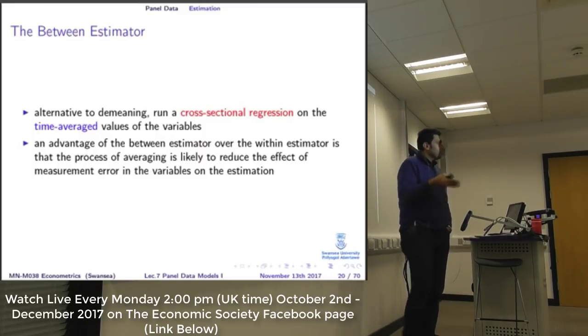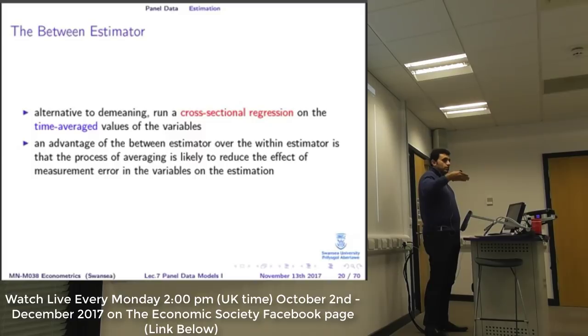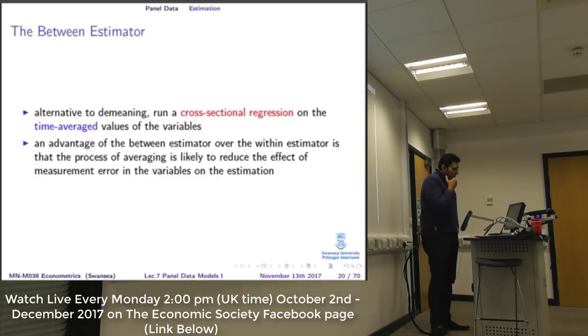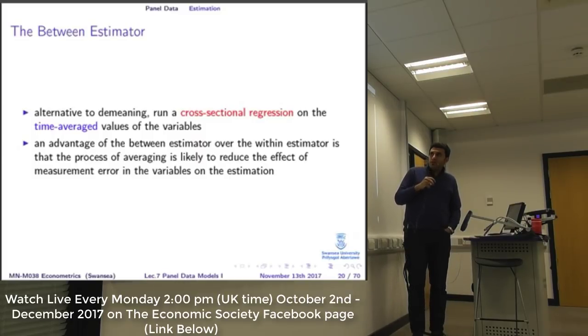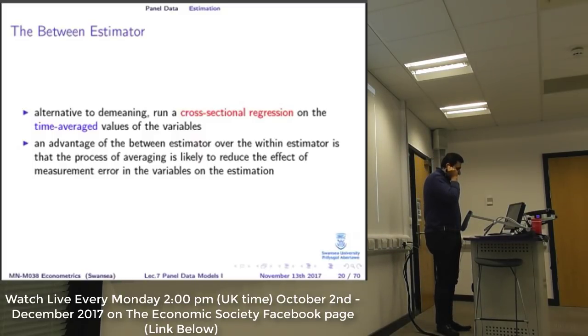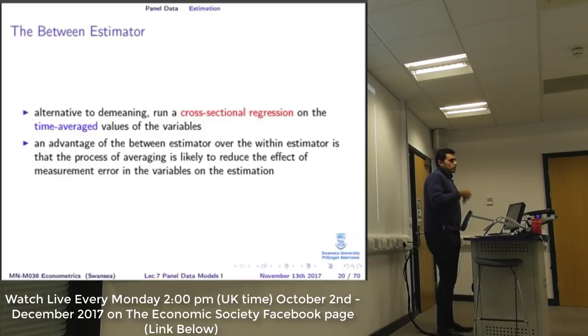So the previous one was the within group estimator, the within transformation, so you're actually demeaning the variables. You demean your variables, dependent and independent variables. But with the between estimator, what you're doing here is running a cross-sectional regression on the time average values of the variables. So one advantage here probably is that with the between estimator, the averaging process is likely to reduce the effect of measurement errors that we may have in the estimation. So again, it's just a different way to estimate the same model, the fixed effect model. We'll see an example today how to do this.